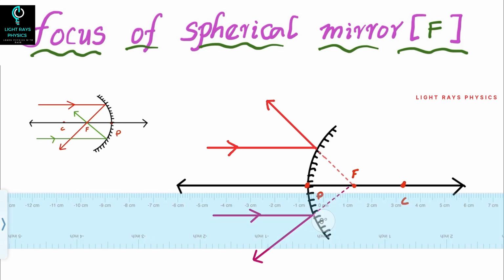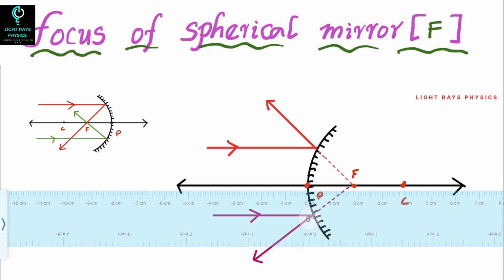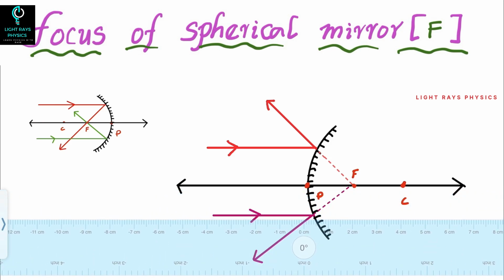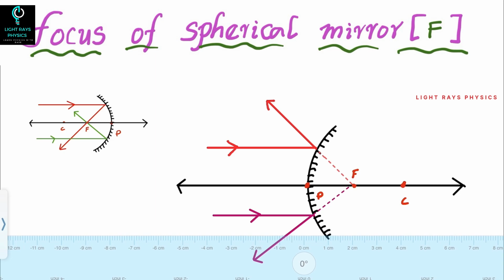Now let us measure the distance between F, P and C. Now you can see on the video that P is pointing at 0 cm, F is pointing at 2 cm, C is pointing at 4 cm. It means the distance between F and P and F and C are equal.